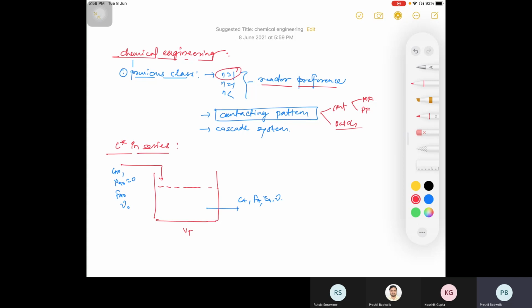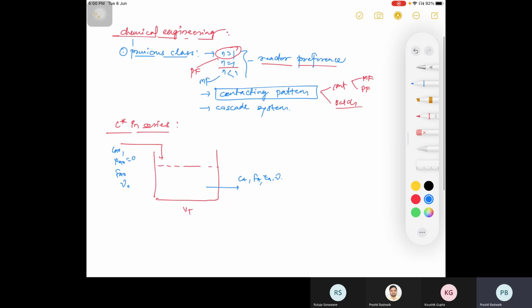Suppose if order is greater than 1, then we will go for PFR, right? Because we want concentration to be high, and for n equal to 1 we can choose either PFR or MFR, and for order less than 1 we go for MFR, right? So this was about yesterday's class, and we were on cascade system, where we started with CSTRs in series.